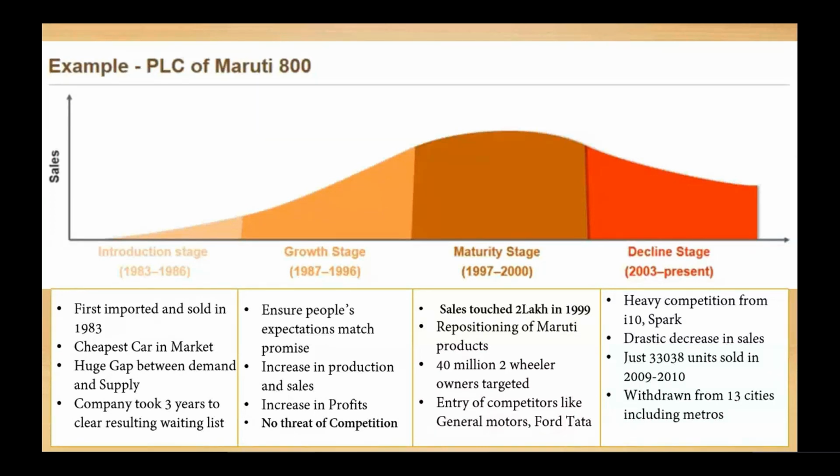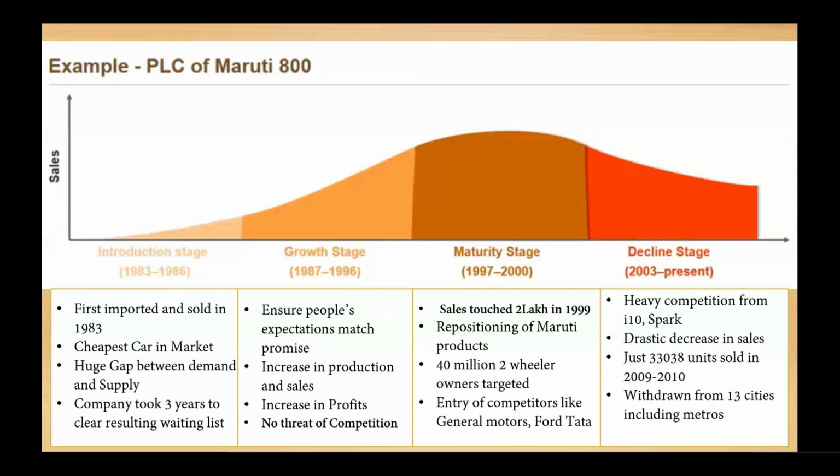There was a lot of demand for this product because during that time, cars were not much available. We used to have not four wheelers, we used to have two wheelers. So people were happy when they came to know that four wheelers were going to be introduced into the market. There was a huge demand for it, and the company was not able to supply as many products as had been ordered for the car. So the company took almost 3 years to clear the resulting waiting list.